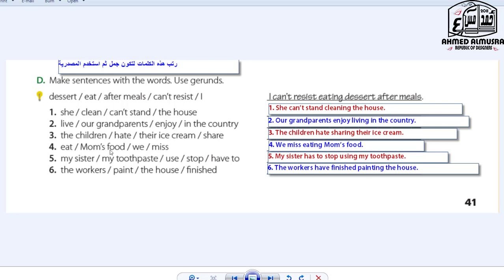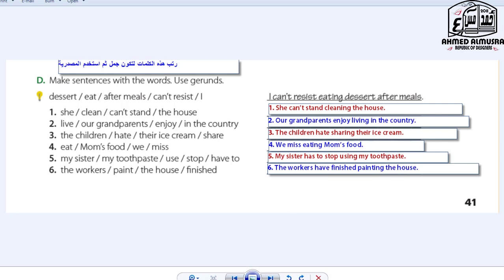Number four, eat mom's food. We miss eating mom's food. Number five, my sister, my toothpaste, use, stop, has to. My sister has to stop using my toothpaste. Okay, number six, the workers paint the house finished. The workers have finished painting the house.